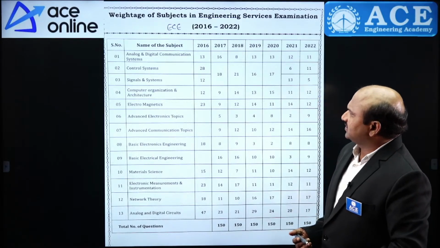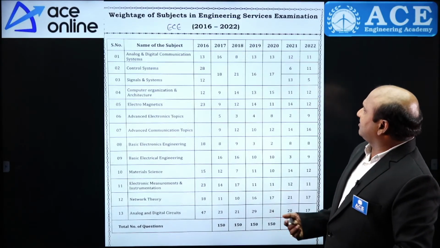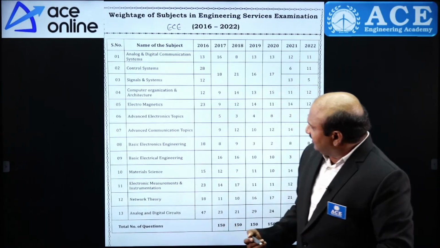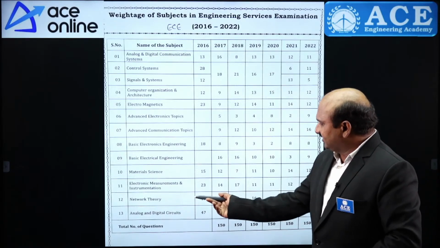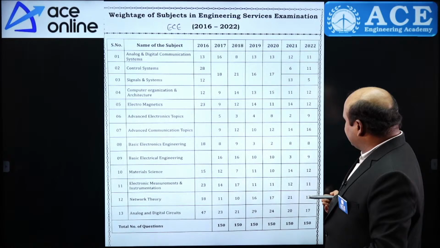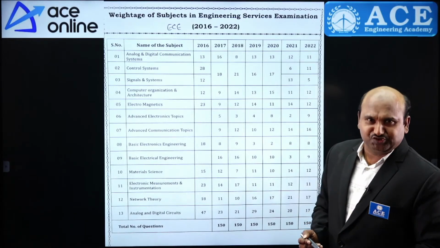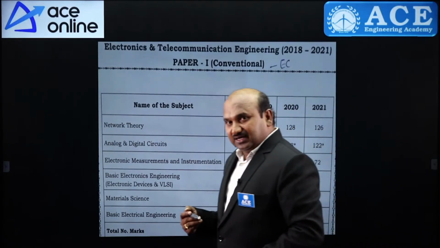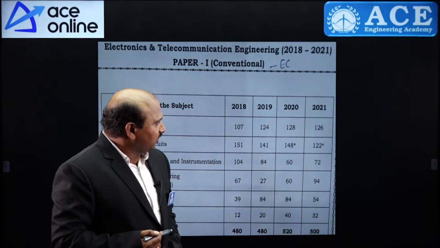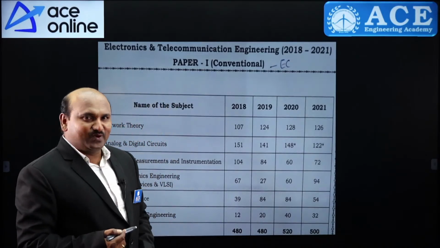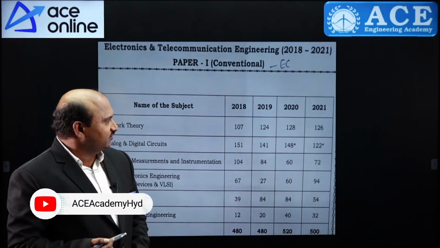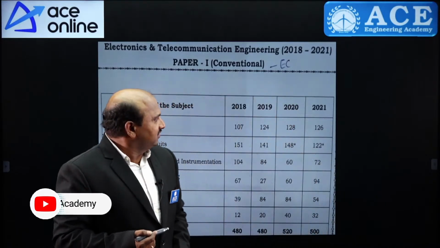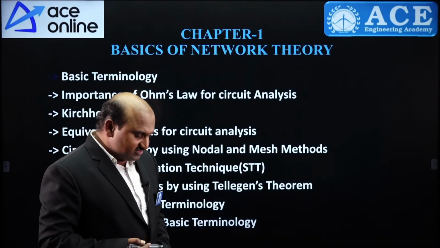See this. And the weightage for electronics and telecommunication. Under electrical circuits, if you take network theory, nearly 17 questions are given this year and 21 questions were given last year, 2021. In the conventional paper, network theory this year was given nearly 126 marks. Last year, the conventional is not completed here. Now let us take that.